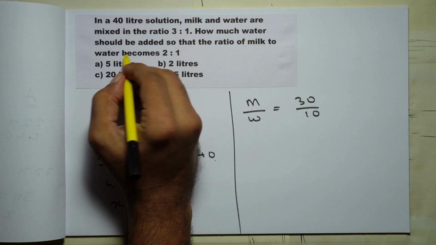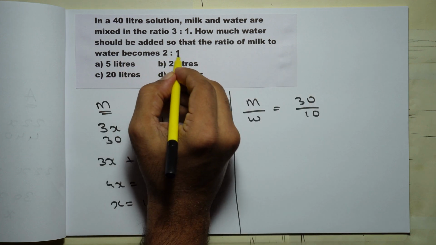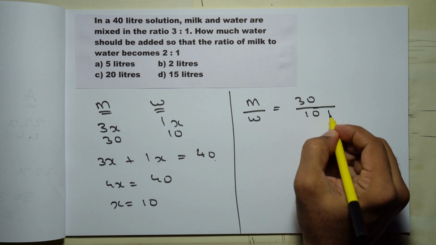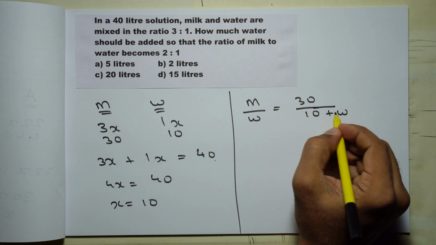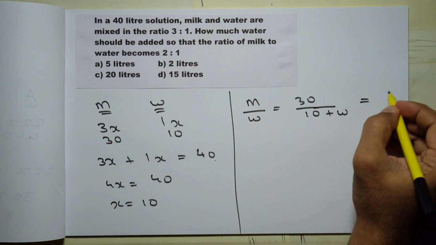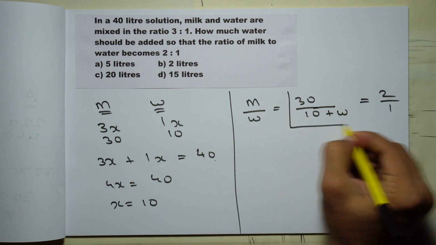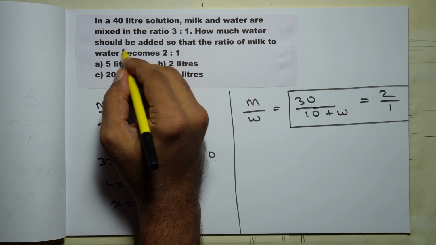Now how much water should be added so that the ratio of milk to water becomes 2:1? Now to this 10 liters of water, you're going to add W amount of water. Now after adding this W amount of water, the ratio will become 2:1. Milk is to water is now in the ratio 2:1. So this is the ratio that we have. Now how much water should be added?